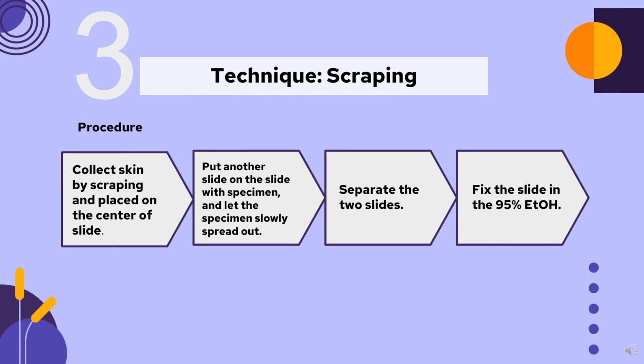Next technique is scraping. First, we collect skin by scraping and place them on the center of the slide. Then, we put another clean slide face down on the slide with specimen and let the specimen slowly spread out between the slides. After a few seconds, we separate the two slides and the slide is immediately fixed in 95% ethanol.